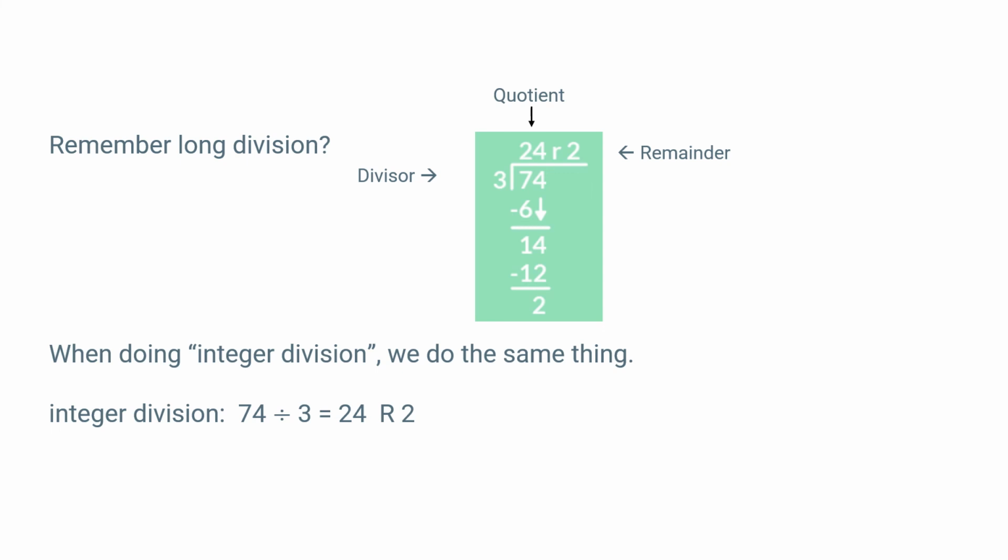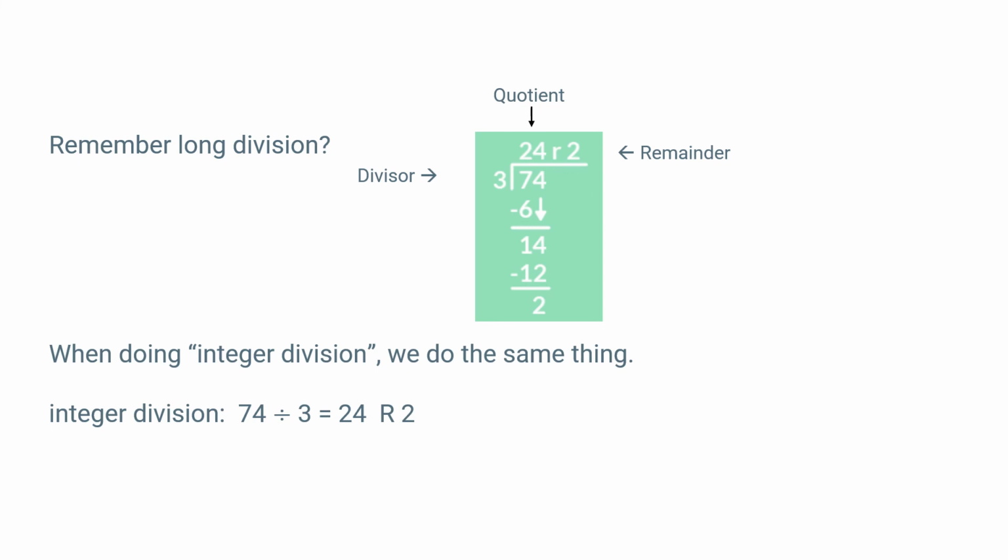3 times 24, whatever we have on the outside of that, in that green box, the 3 on the left and the 24 above, those two things multiplied together, adding the remainder, will give us what's inside that box. So if I were to ask you to divide 74 by 3 and tell you to use integer division, what that would mean is just do what we did there. Stop with the remainder and then just tell me what you would get.